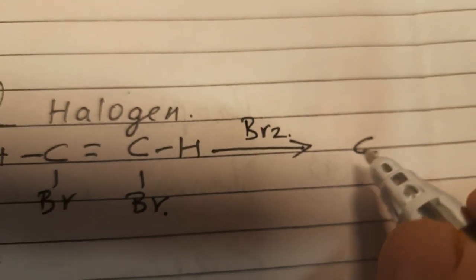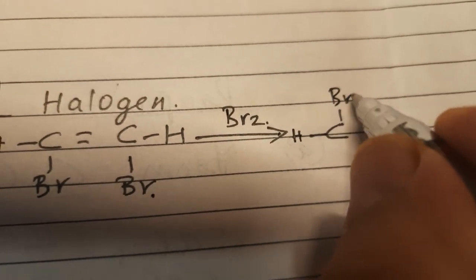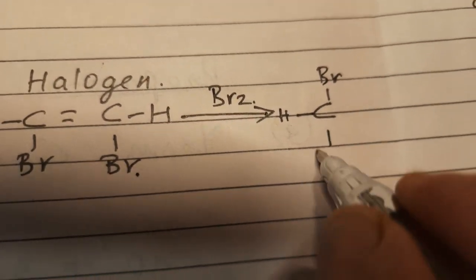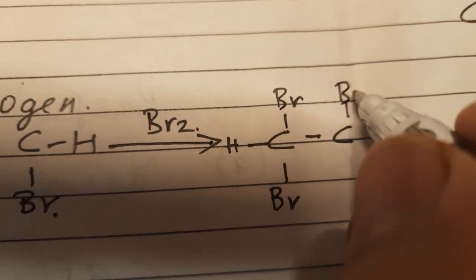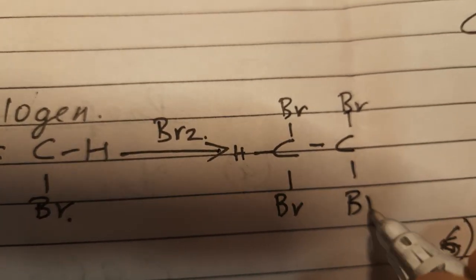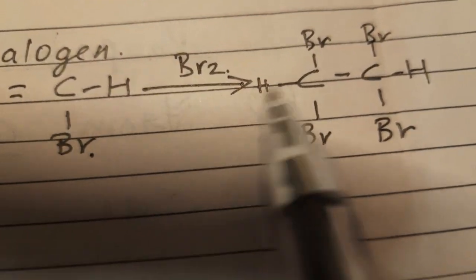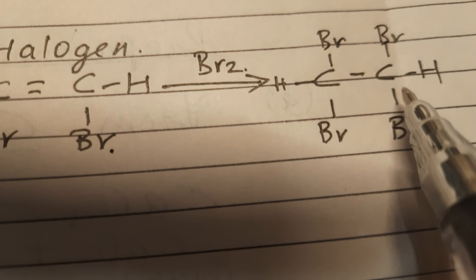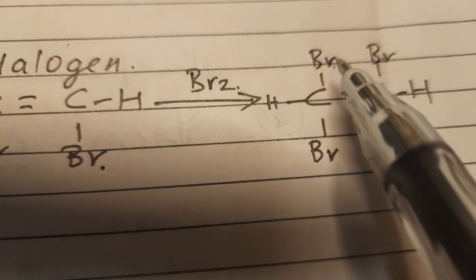C, H, Br. Here also Br. Here also C, here Br. H was already there, so the bond is now saturated. Addition of Br2 is there. So the name of the compound will be 1,1,2,2-tetrabromoethane. Can you see, children?